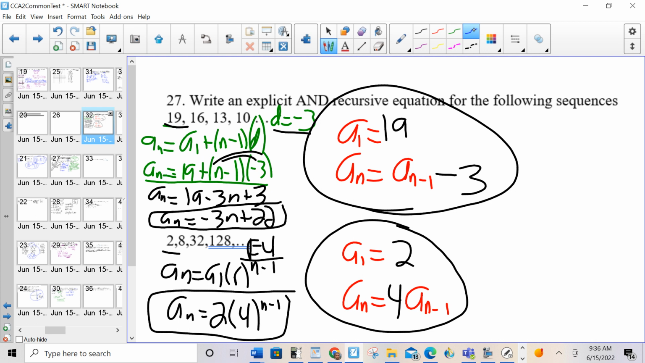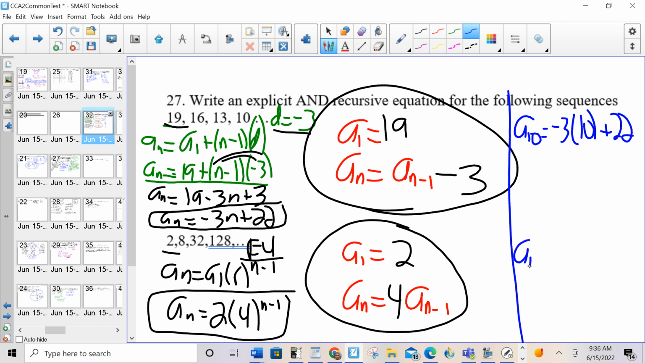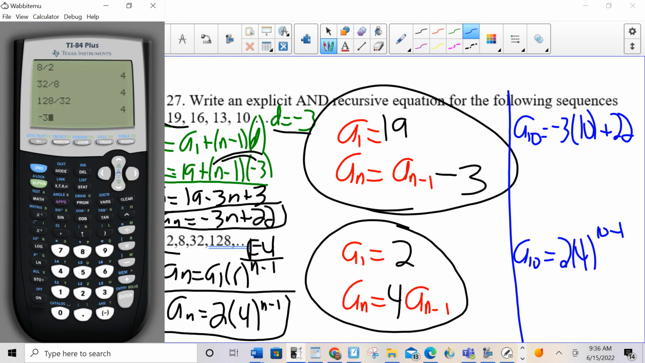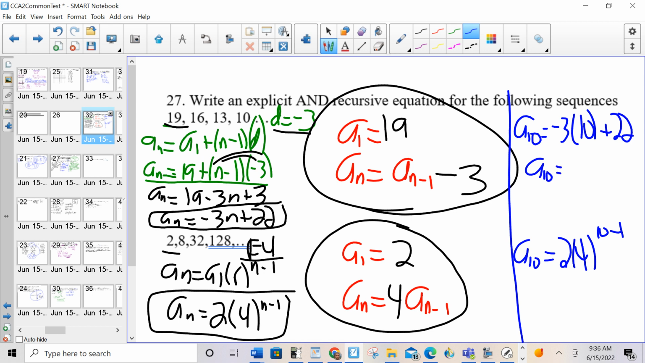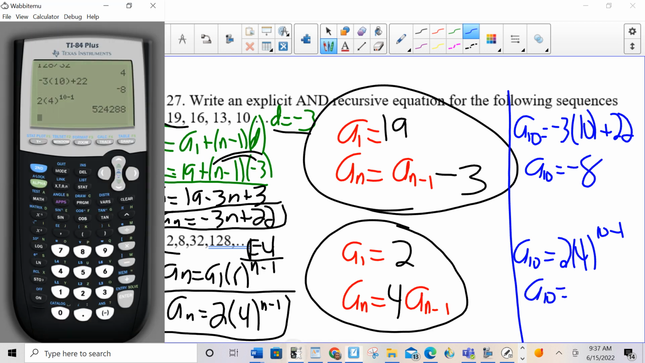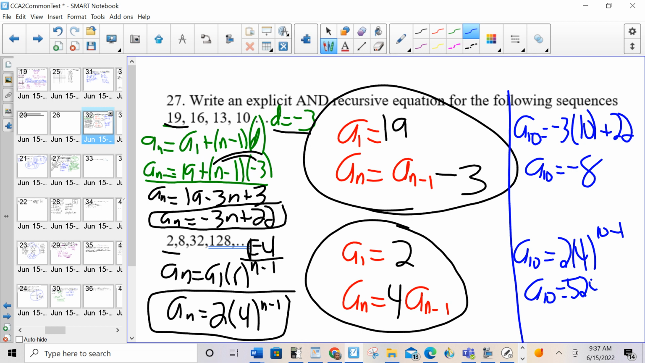Now, I think that's it. If it asked you to find a specific term, which I guess it doesn't here, let's say I wanted to find the 10th term for each, it is much, much, much easier to use the explicit. So let's just say I do want the 10th term for each. I just replace the n with the term I'm finding. I pop each of them into the calculator. So I got negative 8. And for geometric, it should get big because it is exponential and it gets really big really fast.